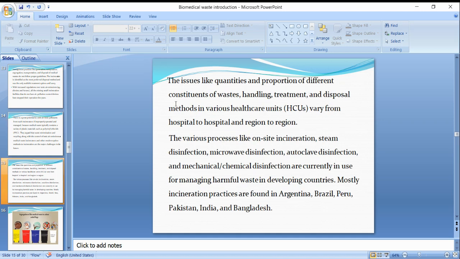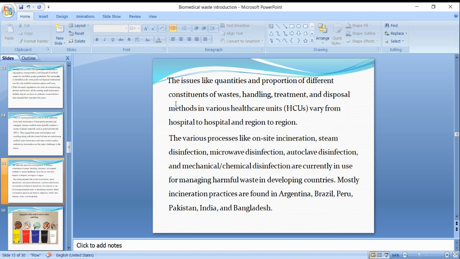The quantities and proportions of different constituents of waste, and the handling, treatment and disposal methods in various health units, vary from hospital to hospital and region to region. The different methods used on site include the incineration process, steam disinfection, microwave disinfection, autoclave disinfection, and mechanical or chemical disinfection, which are currently in use for managing harmful waste in developing countries.